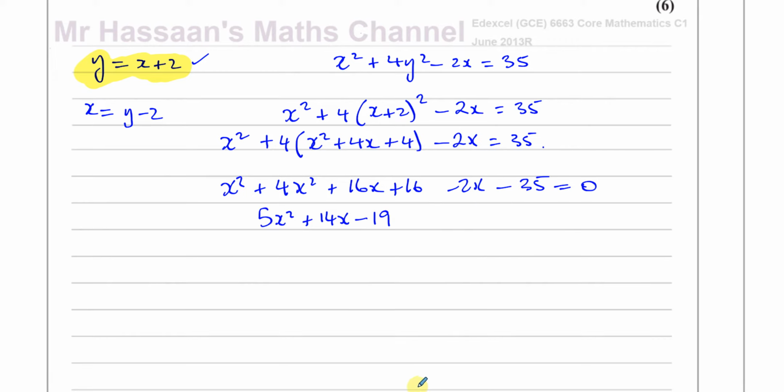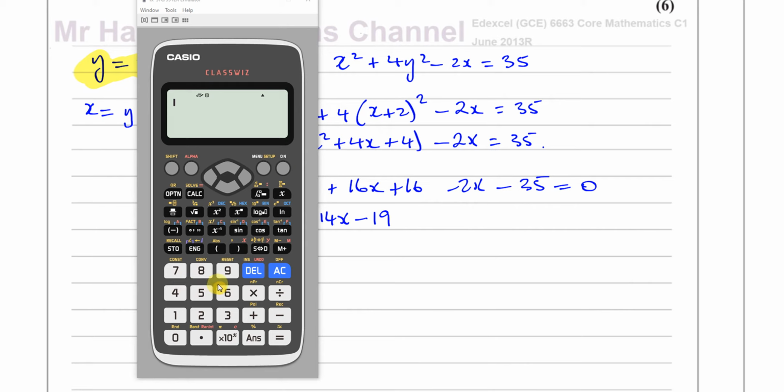Let me just confirm that, 16 minus 35, just to make sure in case I make a mistake. Negative 19, that's right.